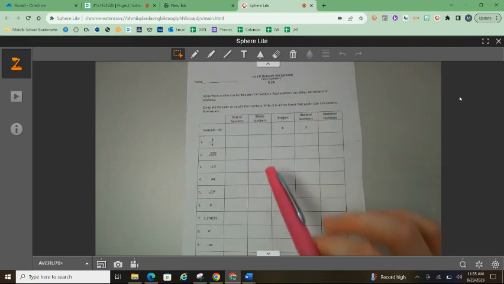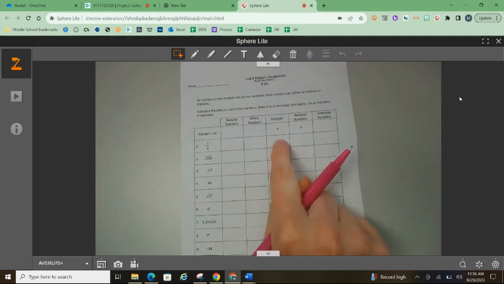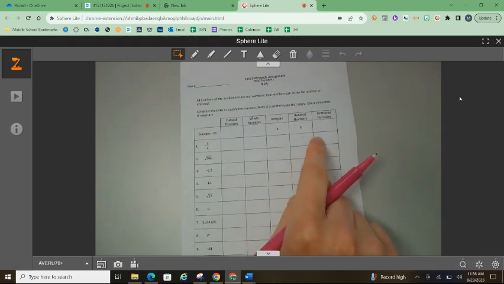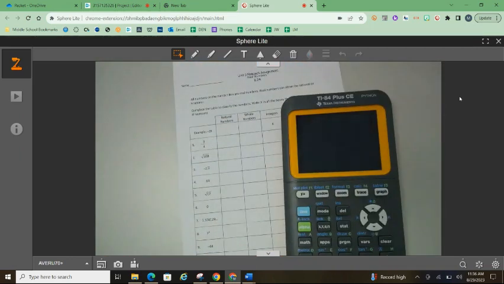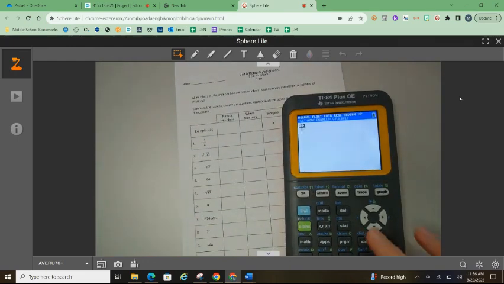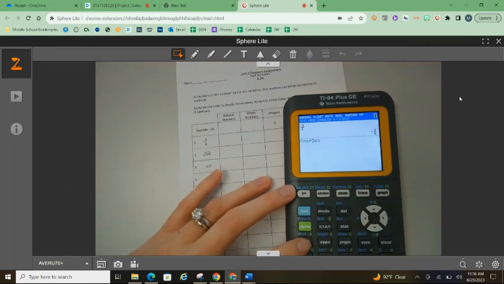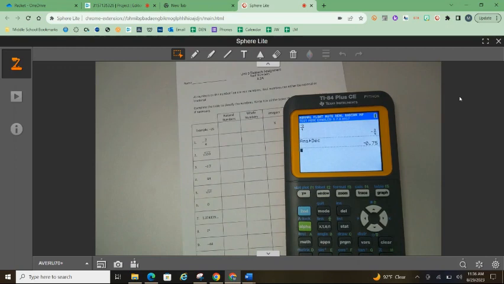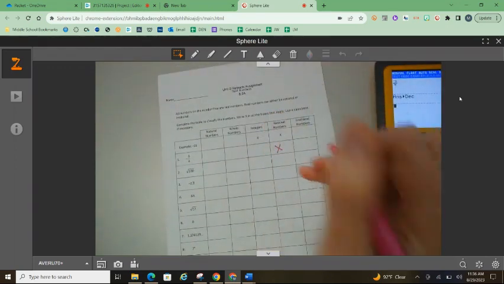So here, -3/4. Okay, well, that's a fraction, so it cannot be natural, whole, or integer. So I'm looking at rational or irrational. Well, -3/4, if I put it in the calculator and I do alpha y equals, that gives me the fraction. I do -3/4. Well, and I want to make that a decimal, I hit math, answer to decimal. -0.75. Okay, well, that decimal stops, so it is rational.